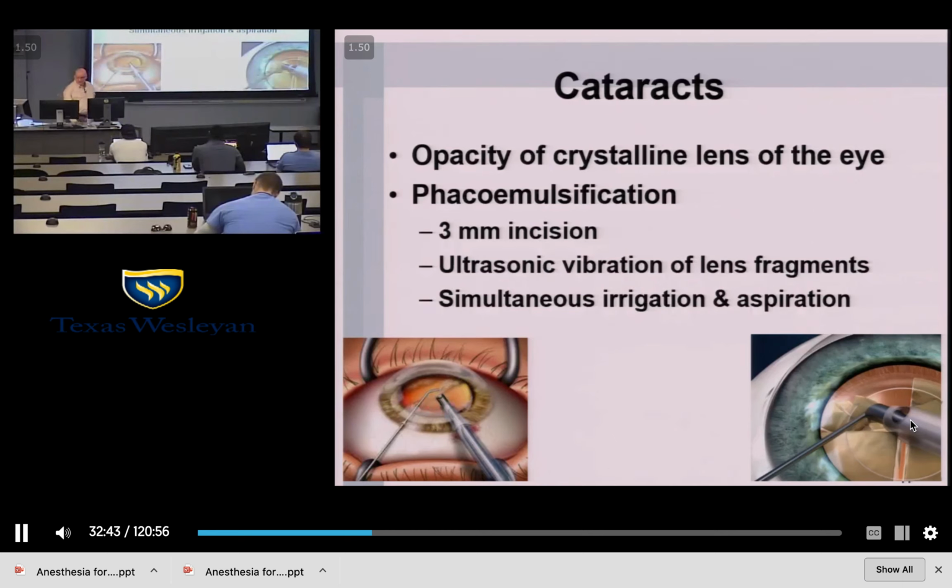Checking time. All right, so what is a cataract? A cataract is an opacity of the crystalline lens of the eye. This is by far the most common surgery that you're going to see for your patients.